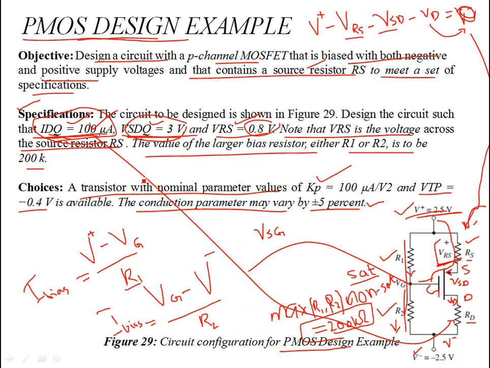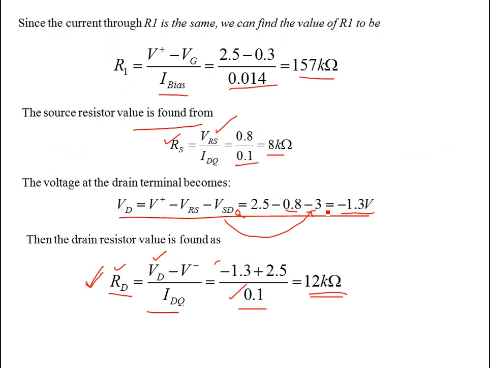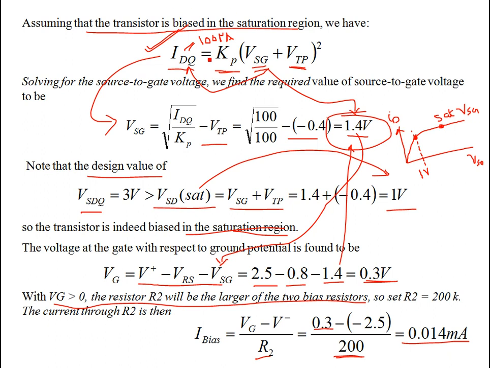Now the choices. The transistor was given with nominal values of conduction parameter and threshold voltage. It also says that the conduction parameter may vary by plus minus 5%. Let's see the effect of this variation. Variation of the conduction parameter is going to change IDQ, and there will be a change in VSG, and in return a change in VSDQ, because we are using VSD over here as well.